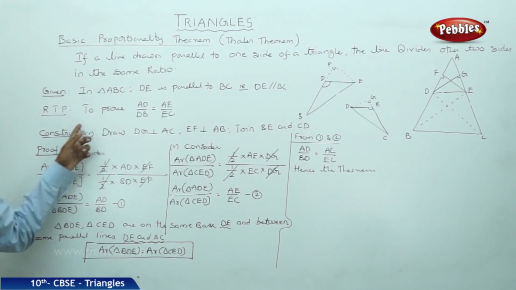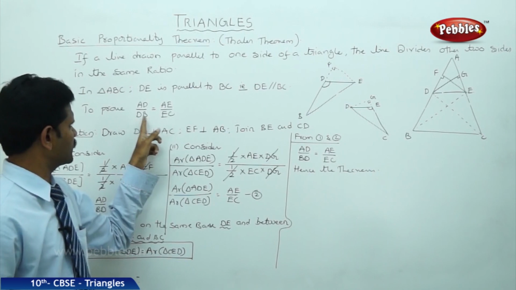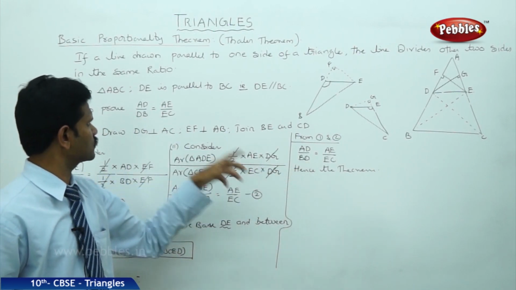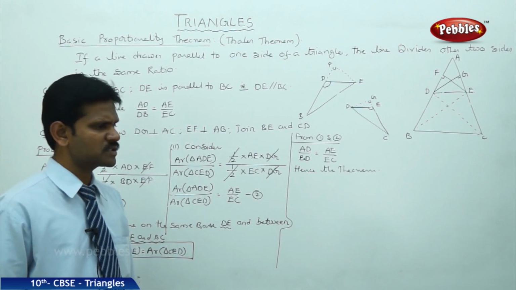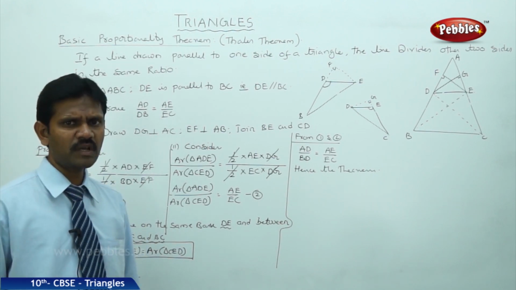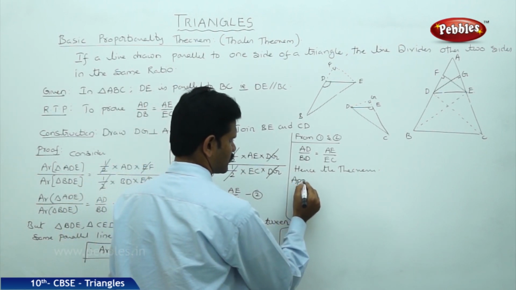That is RTP: to prove AD by DB, nothing but BD, is equal to AE by EC. Now, after this theorem, we may know one of the important applications.